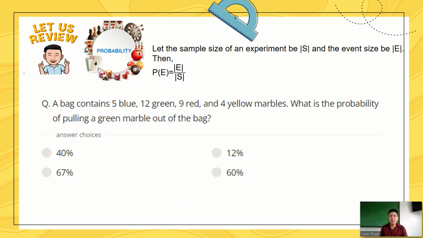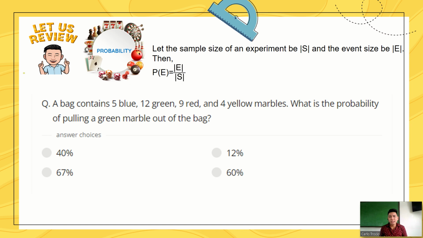Okay, let us have another quiz or exercise so that you will really master solving probability. So you may pause the video if you want to guess the answer. Okay, we have this question. A bag contains 5 blue, 12 green, 9 red, and 4 yellow marbles. What is the probability of pulling a green marble out of the bag? Okay, so what do you think is the answer? So let us try to solve this one.